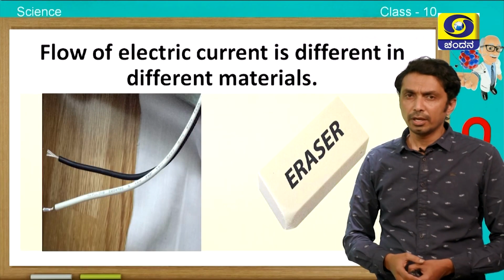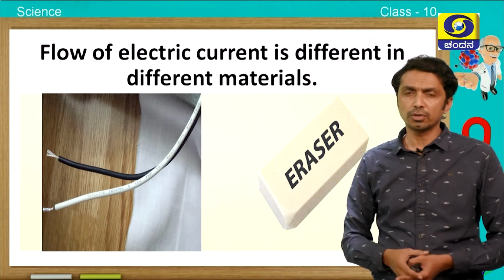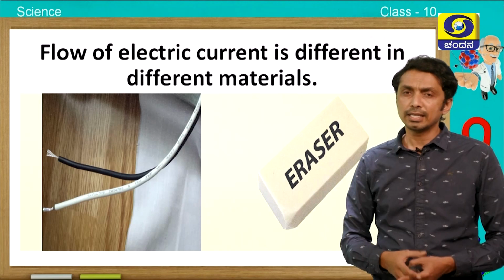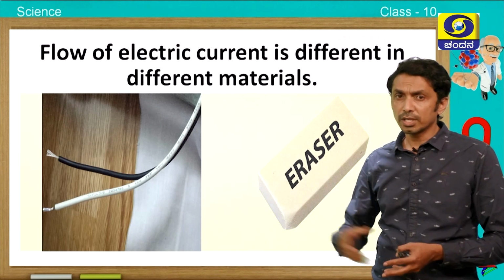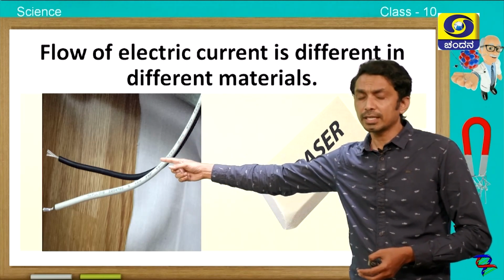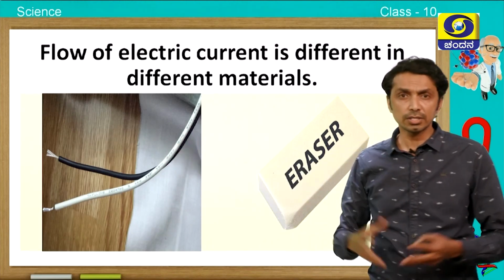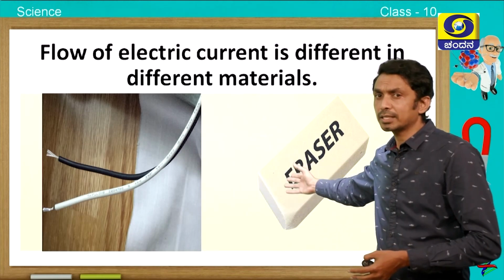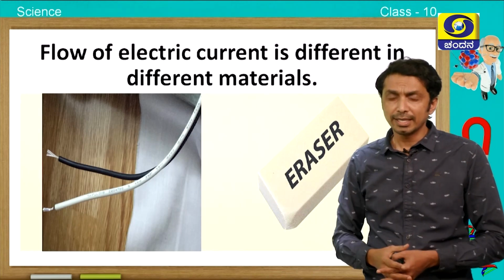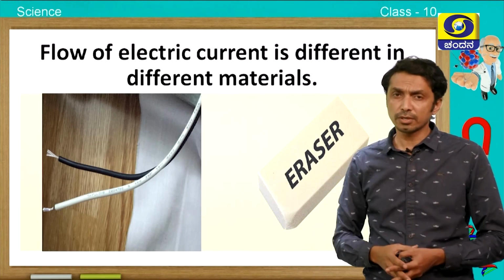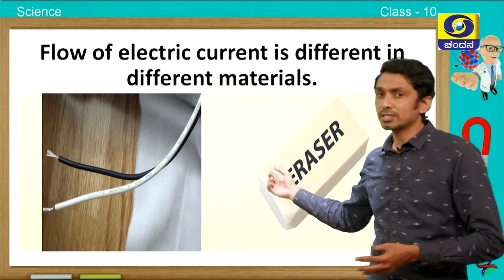Children, I think you already know that the electric current or electric flow or the flow of charges in any material is different for different materials. As you can see here, if we conduct electric current through a wire, then we will get a free flow of electrical charges. But if we try to pass the same electric current through this eraser which is made of rubber, then what do you think? Will the charges flow through it? Yes, you are right, here the charges won't flow.